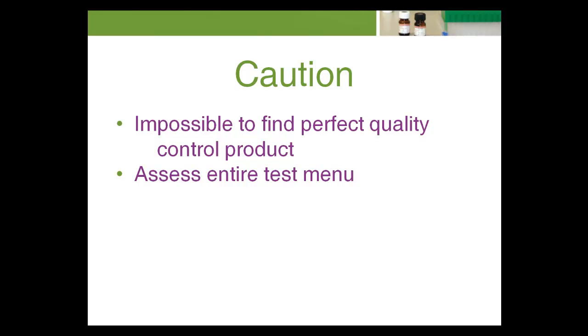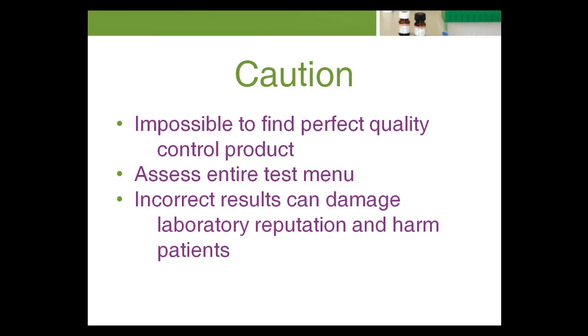A less expensive product may provide true tri-level utility for only 30 of the 50 analytes, or 60% of the test menu. Whenever a test result cannot be adequately verified, the laboratory runs the risk of reporting a result which may be incorrect. Incorrect laboratory results can damage laboratory reputation, but more importantly, they may harm patients. Whenever possible, a laboratory should select the quality control product that provides the best tri-level diagnostic utility.